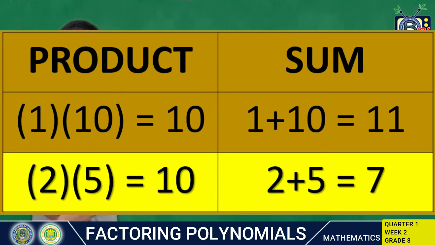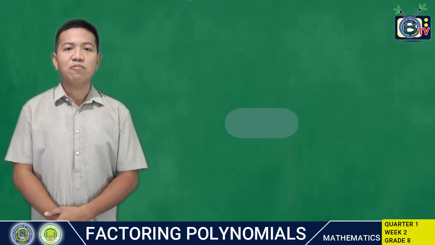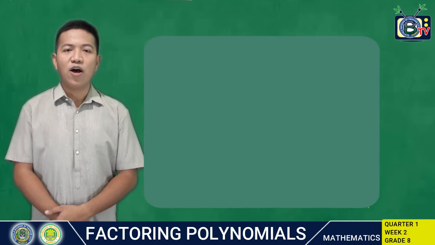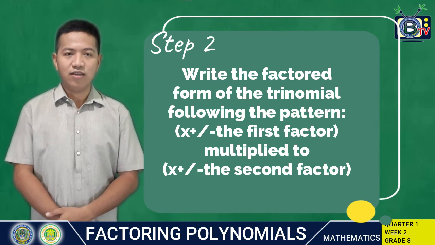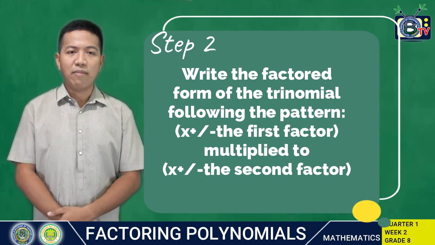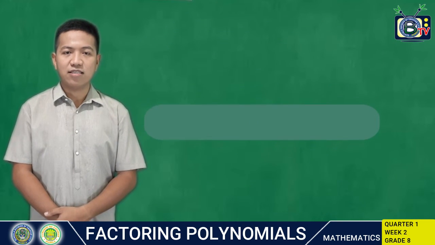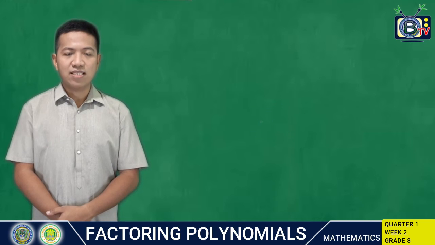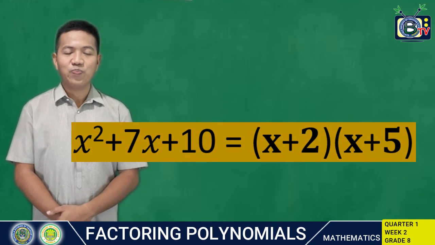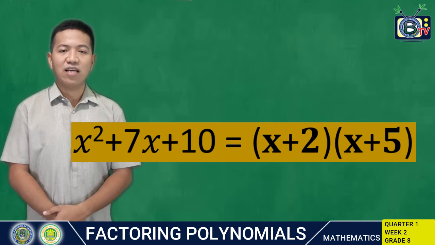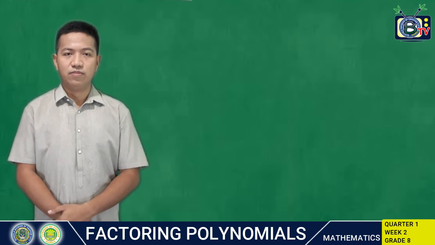Since the middle term b is 7, the correct numbers to be used are 2 and 5, because 2 and 5 will give us a product of 10 and a sum of 7. Step 2. Write the factored form of the trinomial following the pattern: quantity x plus or minus the first factor multiplied to quantity x plus or minus the second factor. x squared plus 7x plus 10 is equal to quantity x plus 2 multiplied to quantity x plus 5.